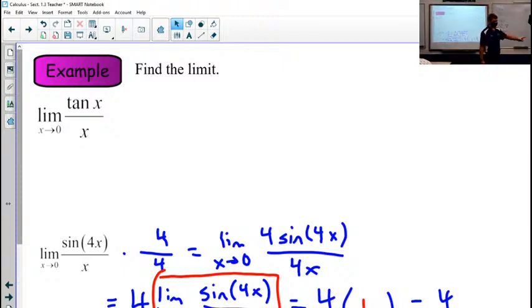Halfway through your time, how many have cracked the code? How many feel like they've got it? Okay. Here's my hint to you. We want to turn tangent into sine. We want a way to write tangent with something that has sine in it. We know something about tangent for how we can write it in terms of sine.